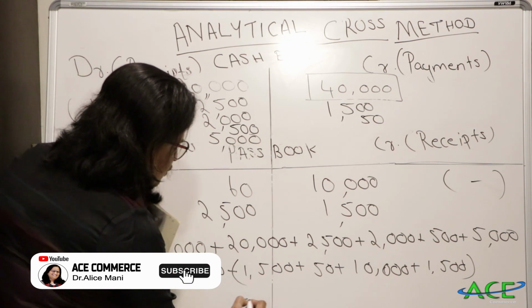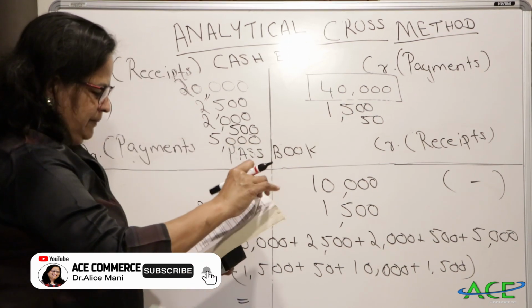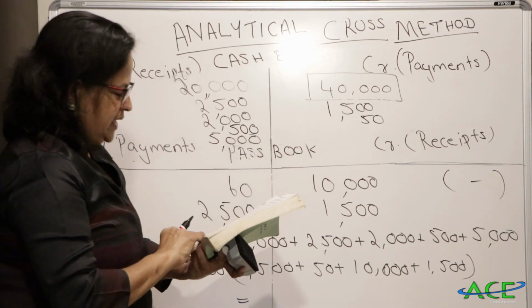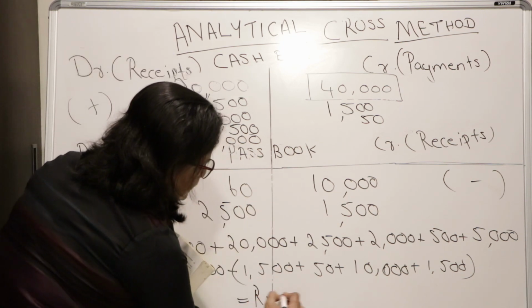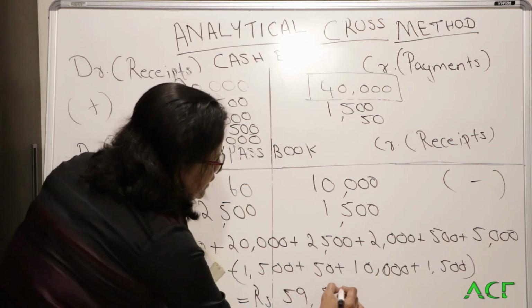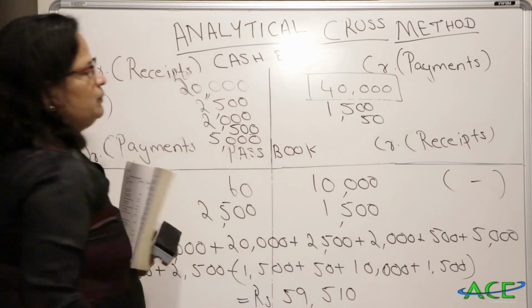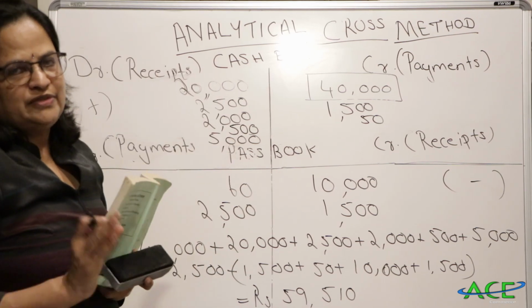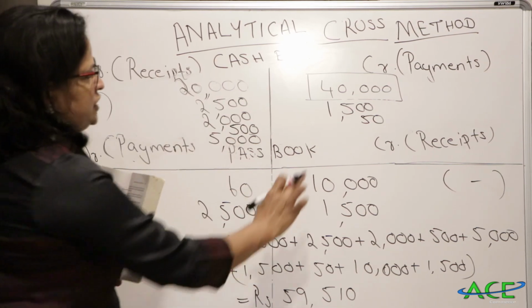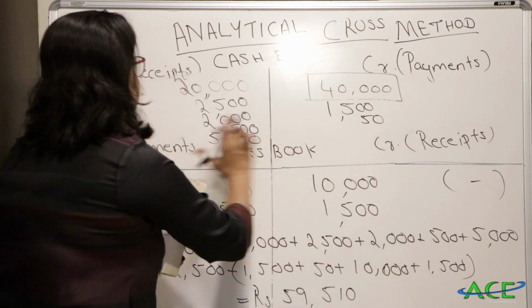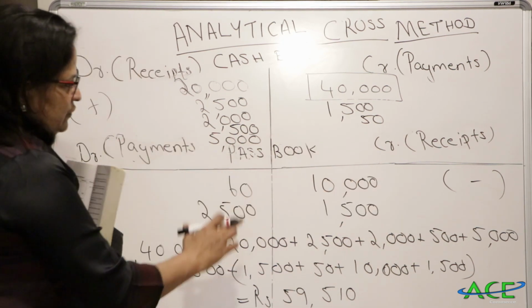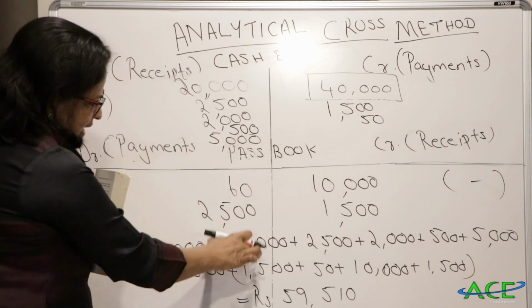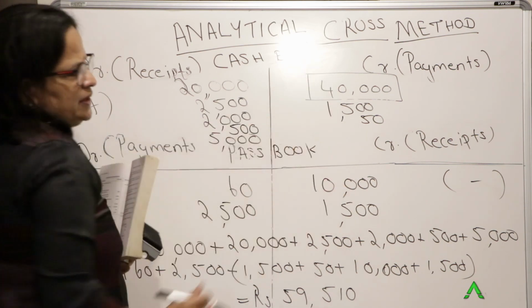So the total value will be 59,510. This is one problem, 59,510. This is the overdraft balance, so the sign is minus here and plus here. With that 40,000, we are adding this side's values and reducing this side's values.